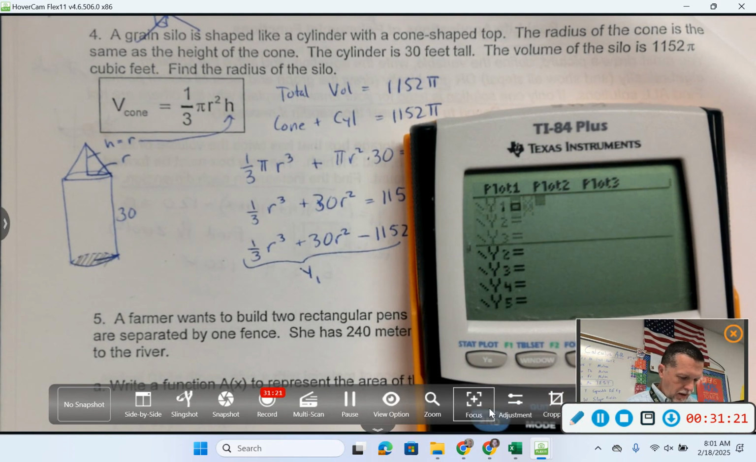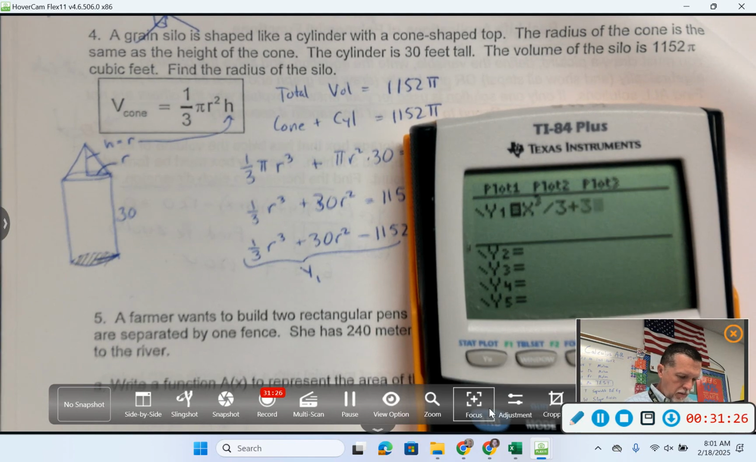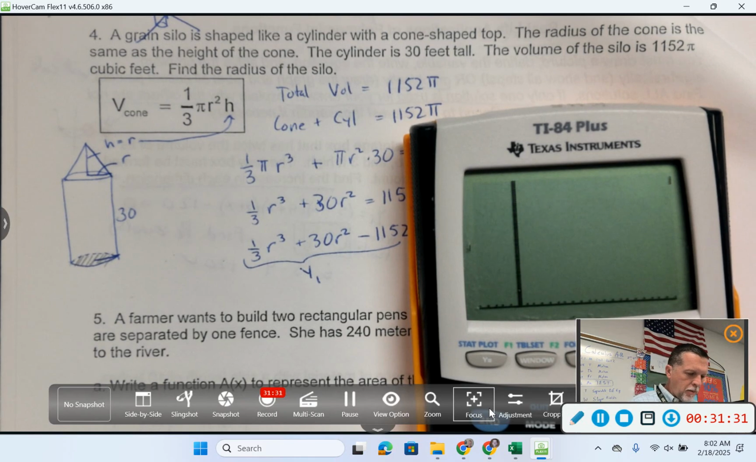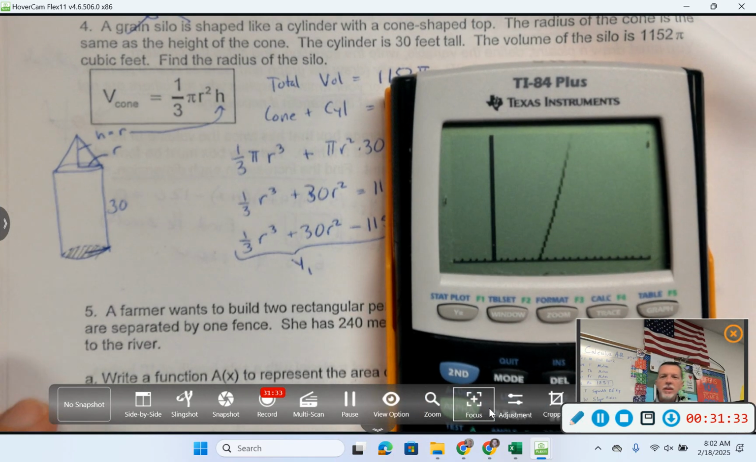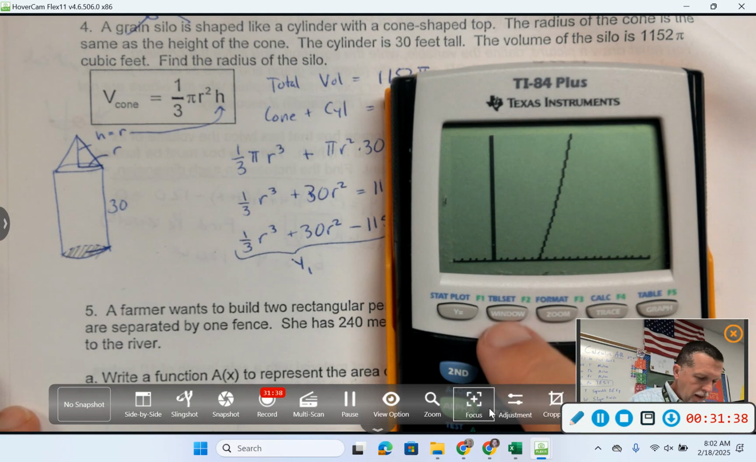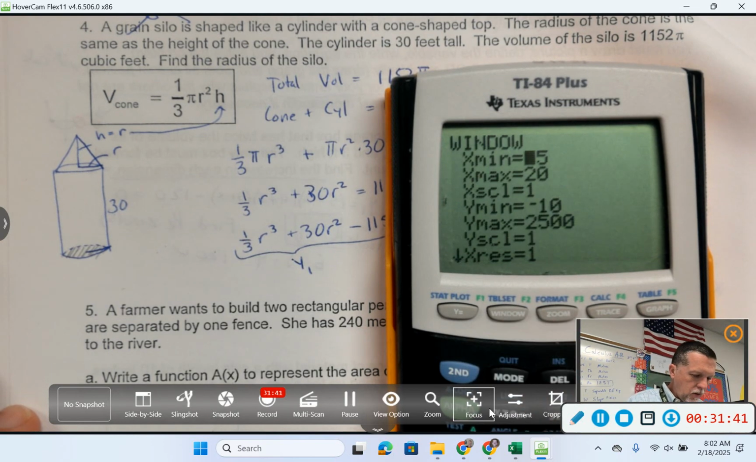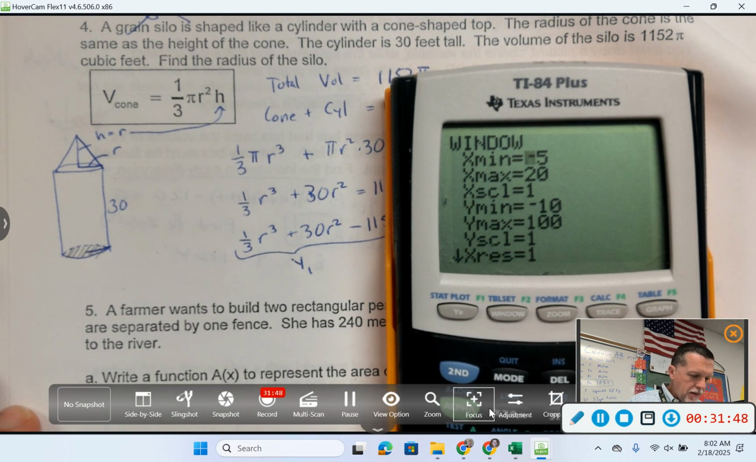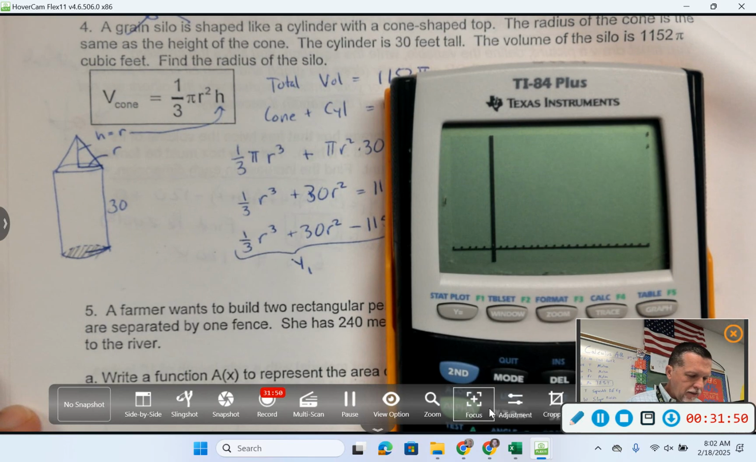Let's see, x cubed over 3 plus 30x squared minus 1152. Oh, I'm on a weird scale, so I don't know if this is a good idea or not, but let's see. I don't need my y max to go to 2500. That's a little bit ridiculous. Maybe 100. Maybe that's good enough. Maybe it would have been better to see it the other way.